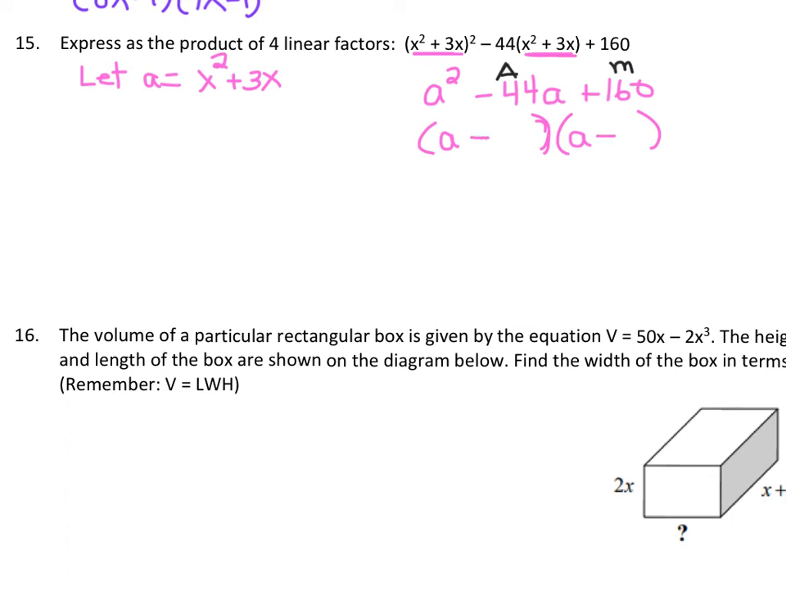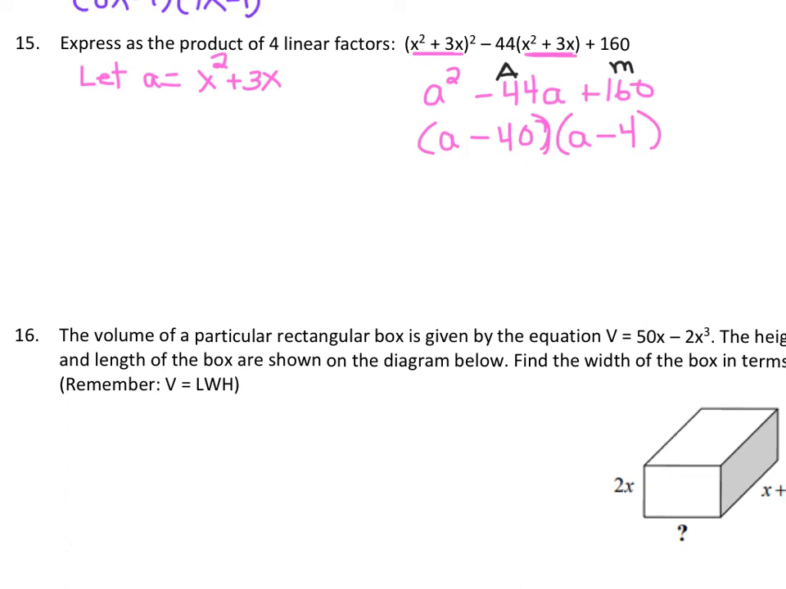You may have to use your calculator, however you need to do it, but you need to come up with the two numbers that fit both of those criteria, and it winds up being -40 and -4. If you multiply these together, it gives you positive 160, and if you add these together, it gives you -44. Now they want us to express this as the product of 4 linear factors. First of all, we only have 2 factors. And the other problem is, didn't the original problem really contain x's, not a's? So we need to go back and switch these a's back to x's.